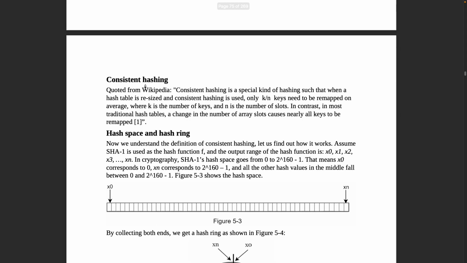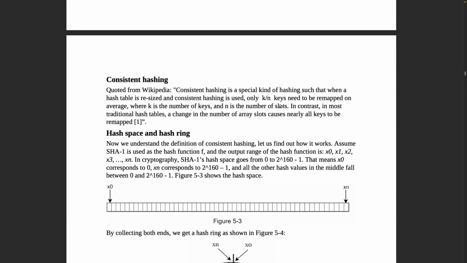Consistent hashing, quoted from Wikipedia: consistent hashing is a special kind of hashing such that when a hash table is resized and consistent hashing is used, only k divided by n keys need to be remapped on average, where k is the number of keys and n is the number of slots.